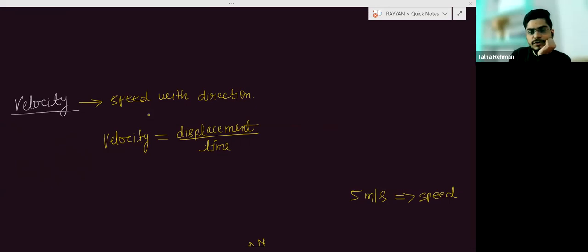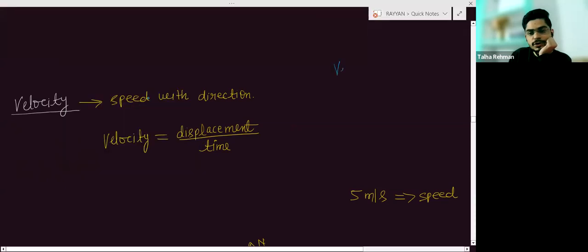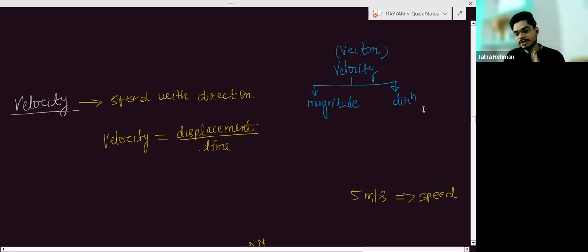So talking about the velocity, sorry. For velocity, there is a requirement of the magnitude and there is a requirement of direction. Velocity is which quantity? A vector quantity. And to define a vector quantity, magnitude and direction are required.